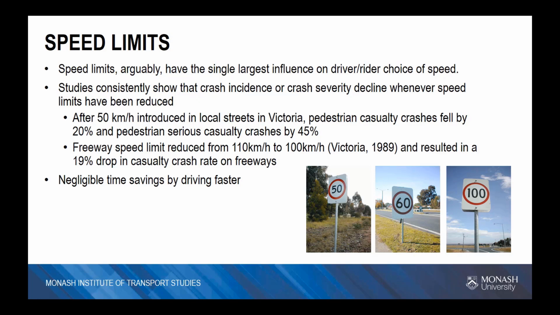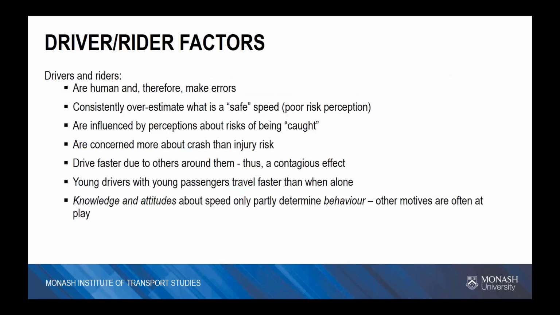And research has demonstrated that crash severity declines whenever speed limits are reduced. For example, in Victoria, after default urban speed limits of 50 kilometres per hour were introduced, pedestrian casualty crashes fell by 20%, and serious crashes involving pedestrians dropped by 45%. Similarly, when the speed limits were reduced from 110 to 100 kilometres per hour on urban freeways, there was a 19% drop in the casualty crash rate on freeways.